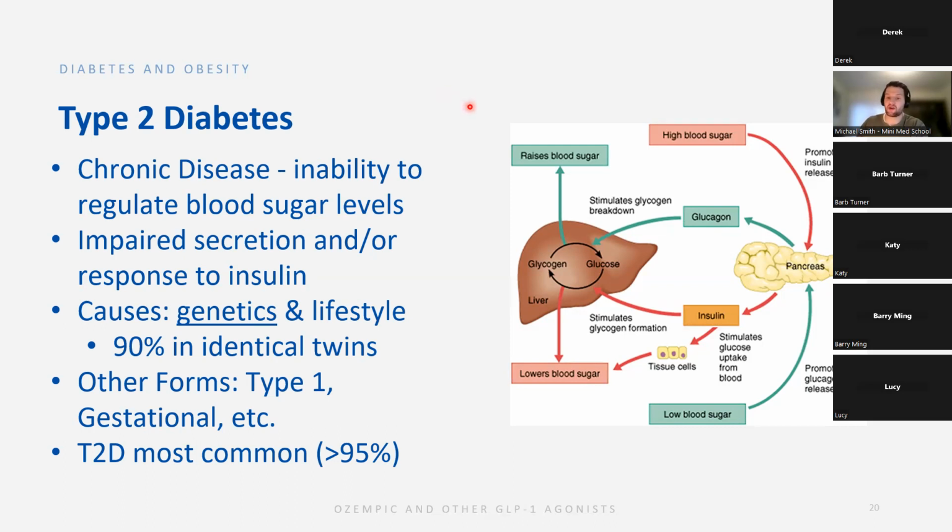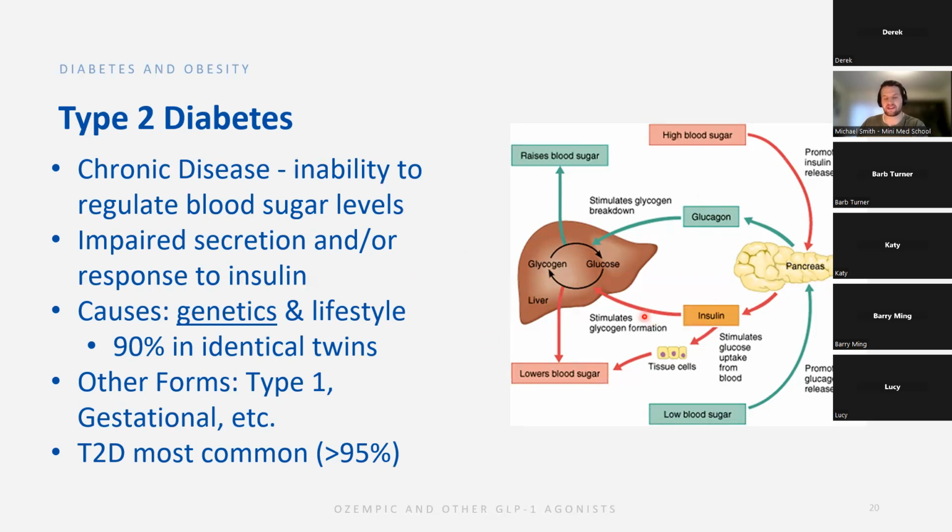As you may or may not know, type 2 diabetes is a chronic disease in which you have too much sugar or glucose in your blood, and this is because our body cannot regulate these levels properly. This is due to impairments in the secretion or response to insulin from our pancreas, and that is normally supposed to regulate our blood sugar levels.